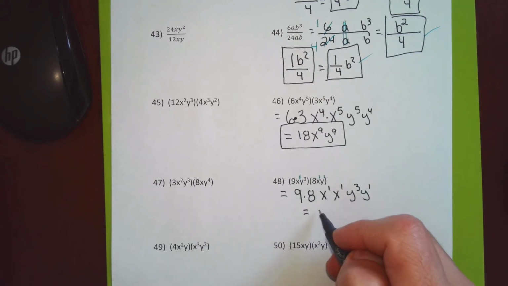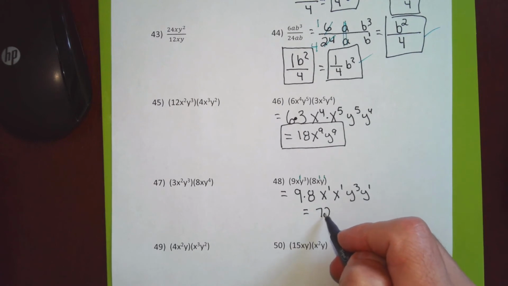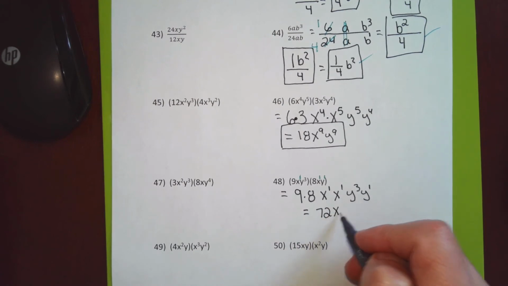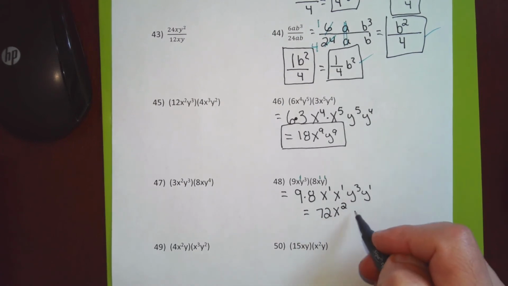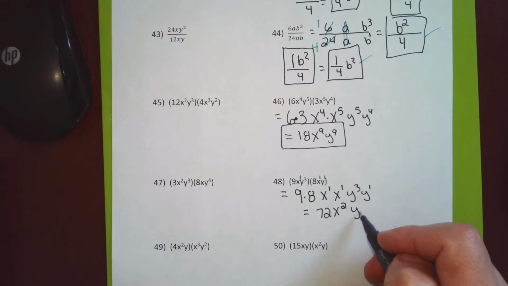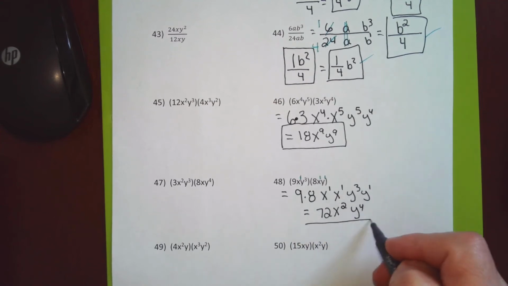9 times 8 is 72. Add the exponents using rule 1 on the x's and get x squared. Add the exponents on the y's using rule 1 and get y to the 4th.